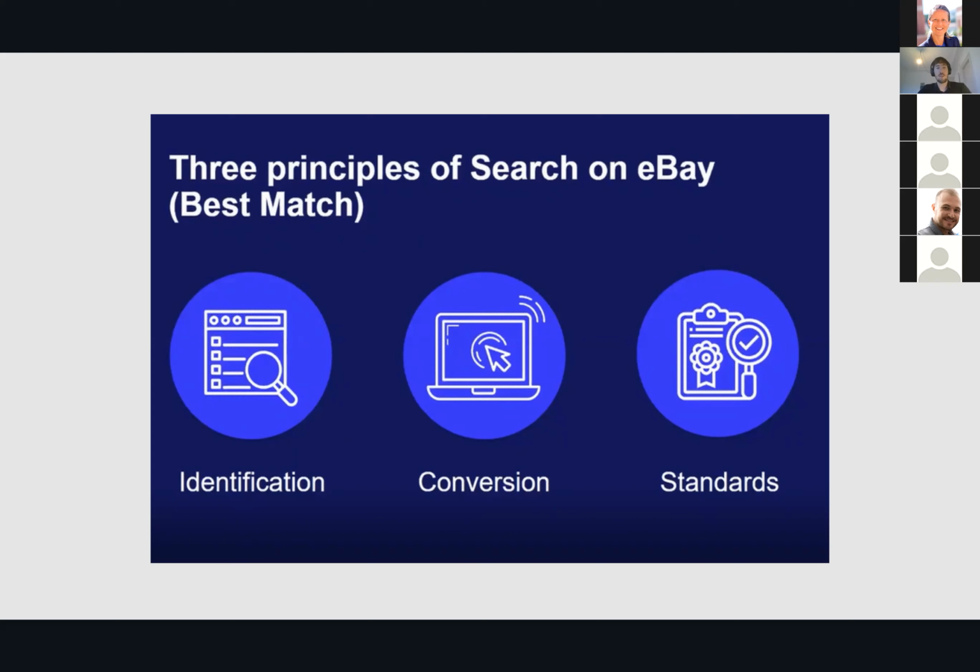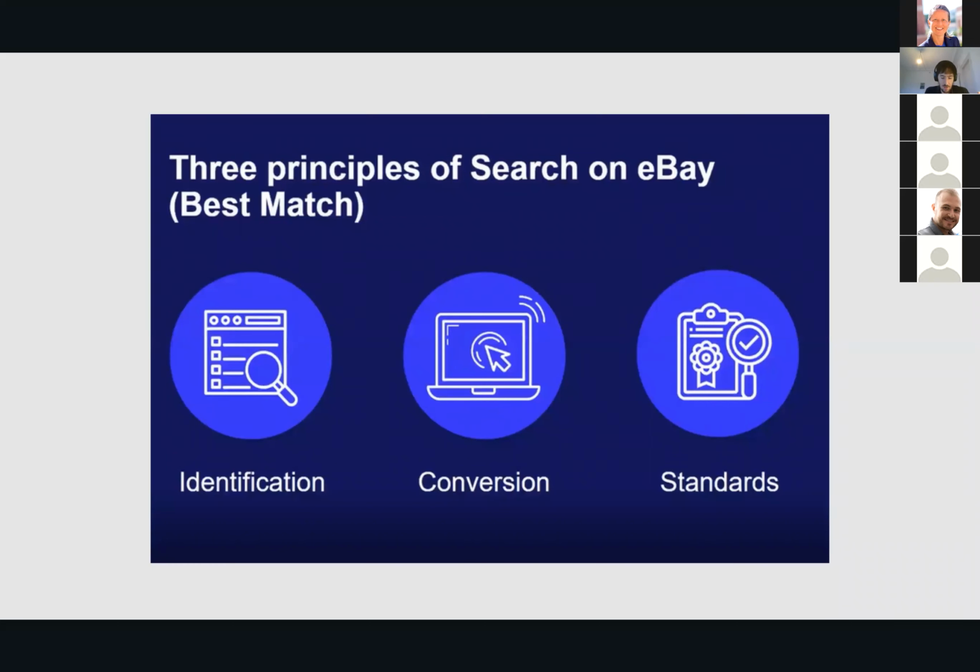The three pillars of search are identification, conversion, and standards. With identification, what we mean is basically if a buyer types something into the eBay search box, how confident can eBay be that your product will match with this search? So this is about keywords.